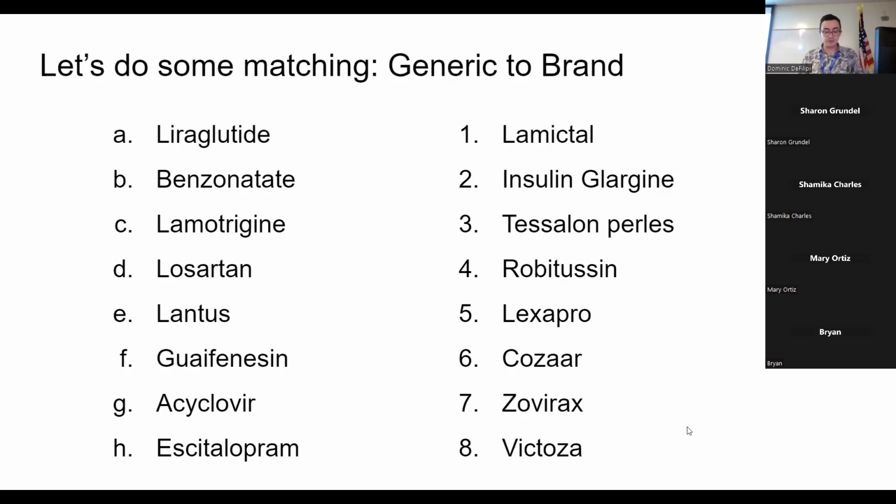A is 8. Liraglutide is otherwise known as Victoza. So what do we know? What do we think liraglutide and Victoza are for? Diabetes, yes.